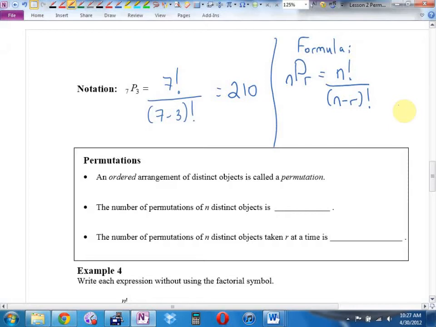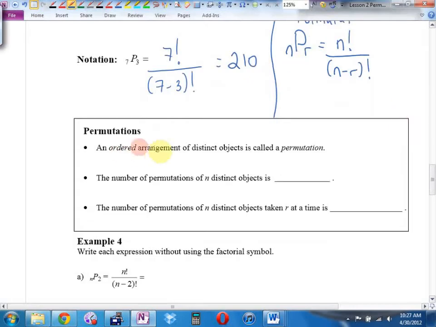So, permutations, it says this. An ordered arrangement of distinct objects is called a permutation. The number of permutations of n distinct objects was just n factorial. That's if you're picking all of them. If you're not picking all of them, if you're only picking r of them, nPr, which is n factorial all over n minus r factorial.